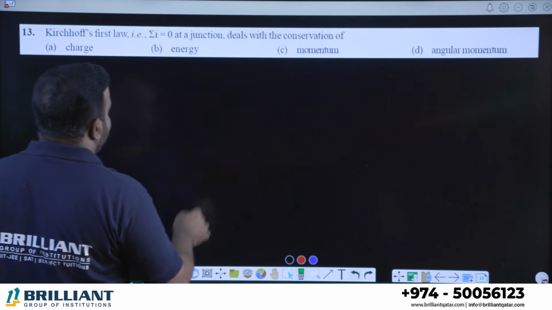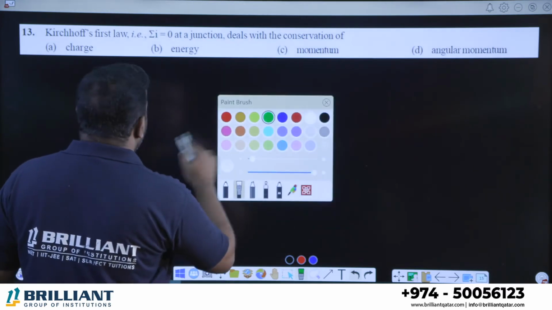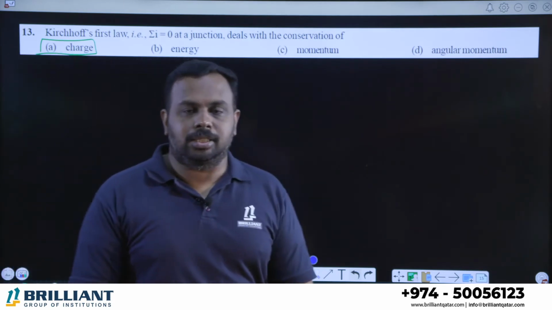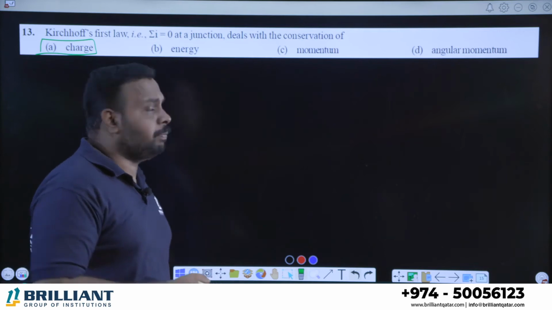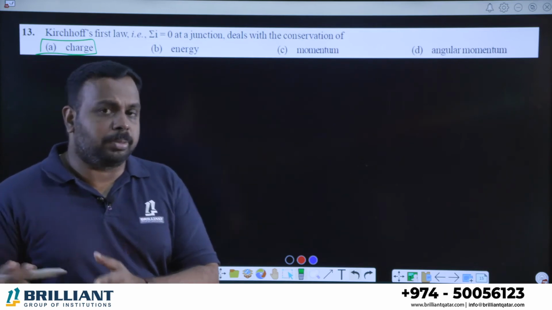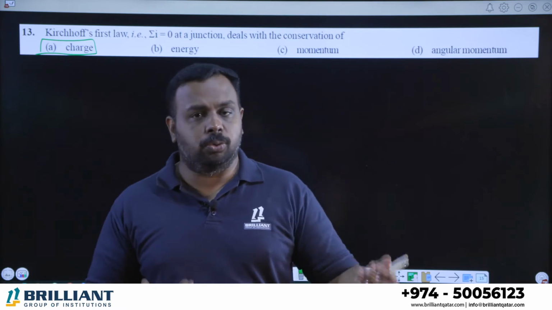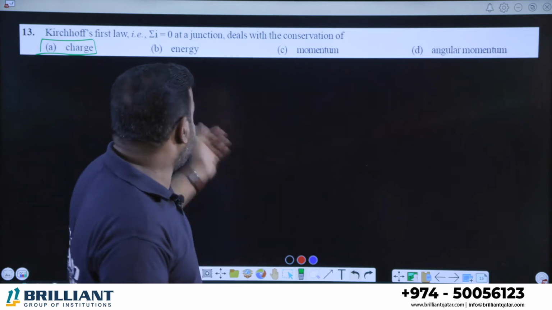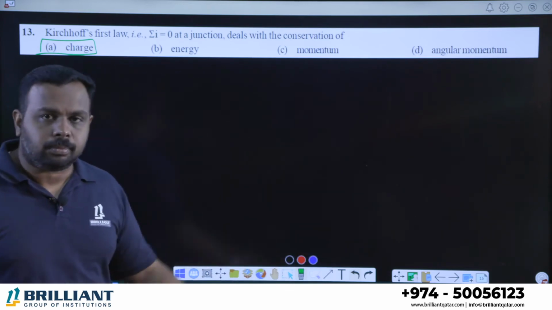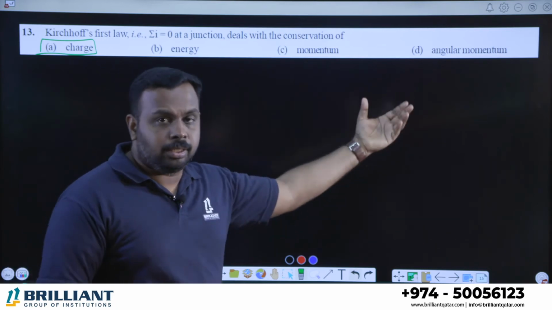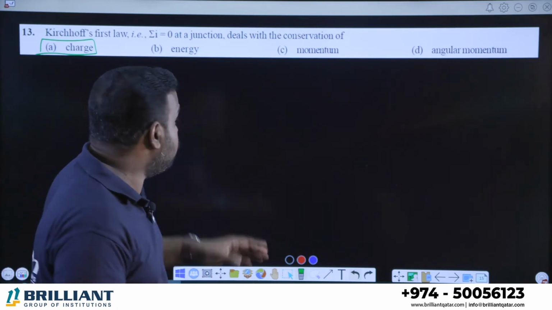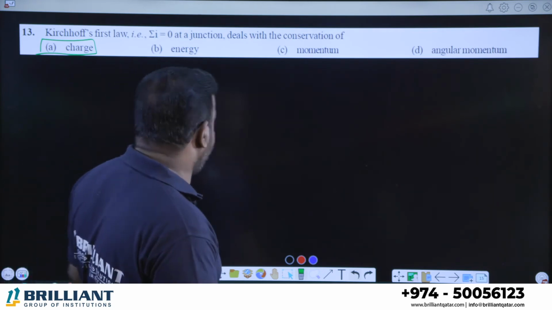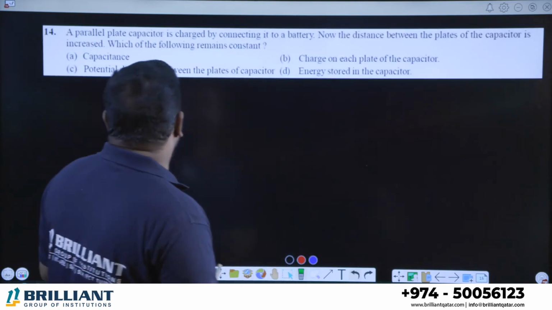So what is the idea in this? Which one is conserved? Current is conserved, current is the flow of charge. So basically charge is conserved, right? Normally a question may come either from Kirchhoff's first rule or second rule, junction rule or loop rule. The junction rule deals with the conservation of charge, and the loop rule is conservation of energy, right? So be careful, don't be confused. Junction rule means conservation of charge, loop rule means conservation of energy. Okay, right.